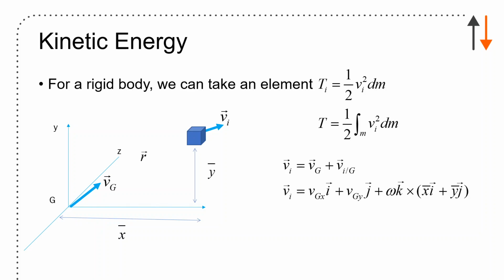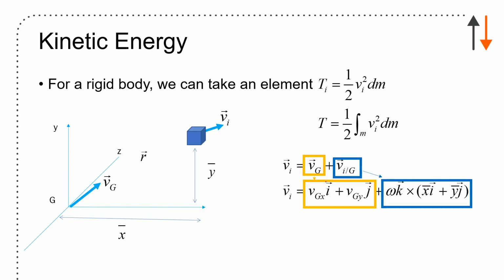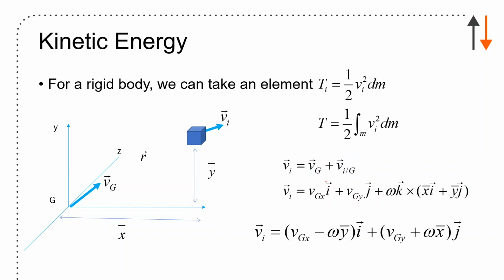So it's again a relative velocity problem in the sense that I need to know where everything is. And I can say Vi is equal to Vgx i plus Vgy j. So I'm just doing that. Okay, so that makes sense. And then I have a rotational component, which is omega k crossed with x i plus y j. So I've got all the terms there, and I end up with this expression, which is Vi equals (Vgx minus omega y) i plus (Vgy plus omega x) j, where again x and y are the distance to the element.